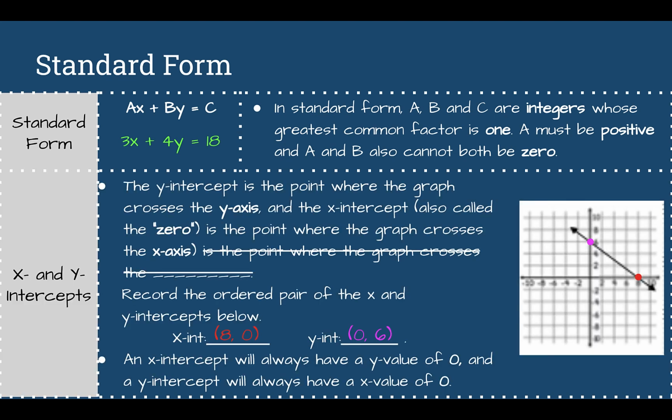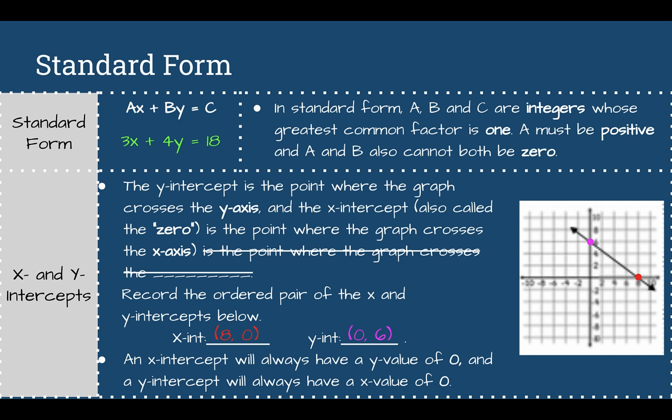The second part to standard form is going to be interpreting. The main thing we're able to tell with standard form is the intercepts. Now, we've already talked about the y-intercept, which is where the graph crosses the y-axis, seen here as the pink coordinate. But there's also an x-intercept, and that's where it crosses the x-axis. You'll also hear this called, especially later in the year, a zero. The x-intercept here is the red coordinate.